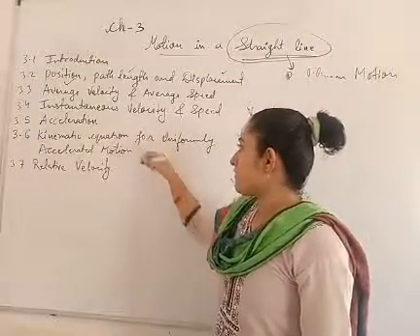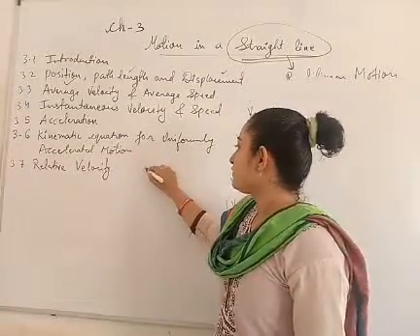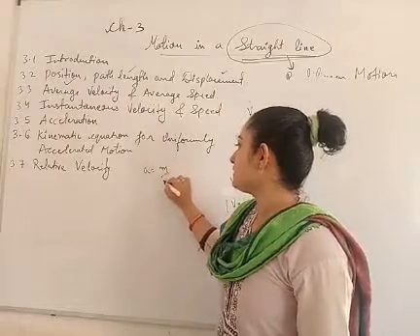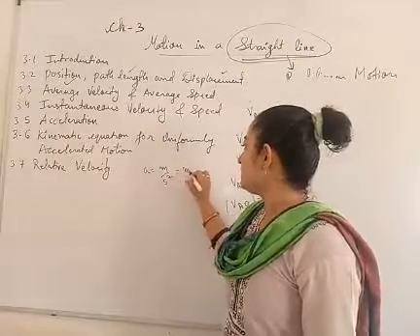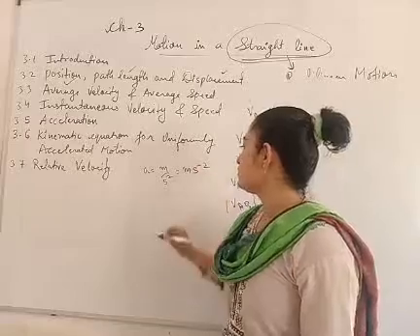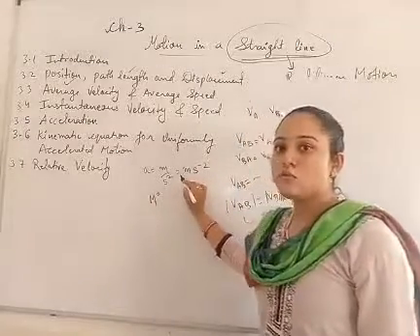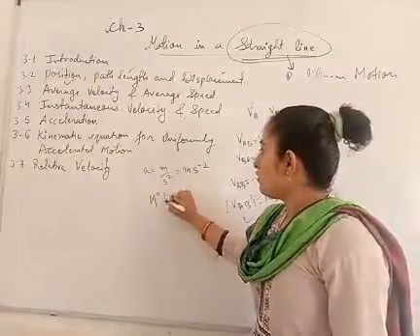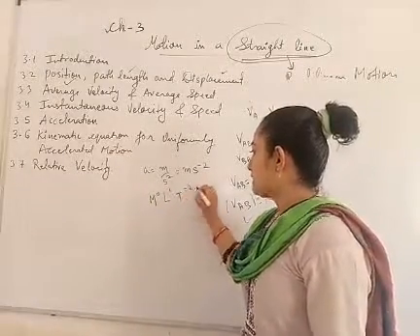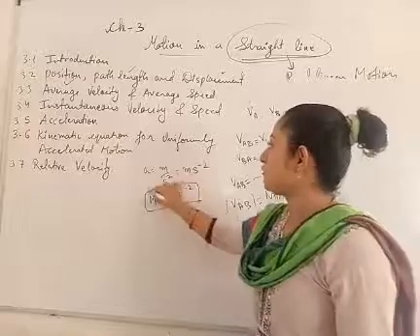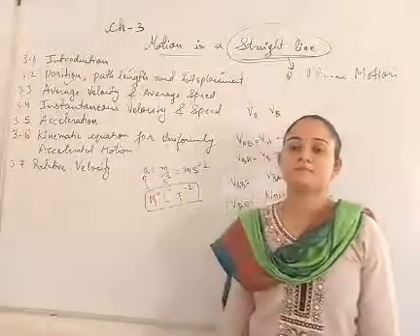Also the dimensional formula of acceleration. The unit of acceleration is meter per second square, that is meter second raised to minus 2. So the dimensional formula will be M0 because there is no mass, M0 L1 T minus 2. So this is the dimensional formula for acceleration. Clear?